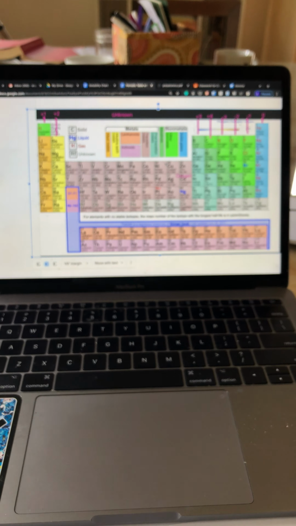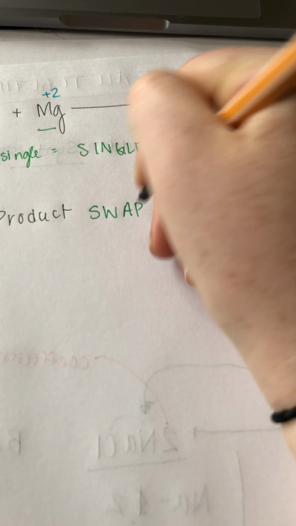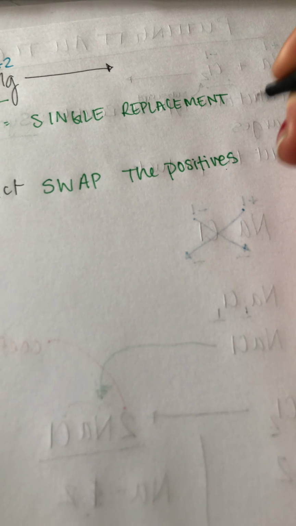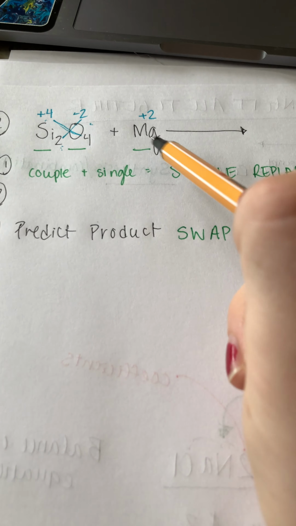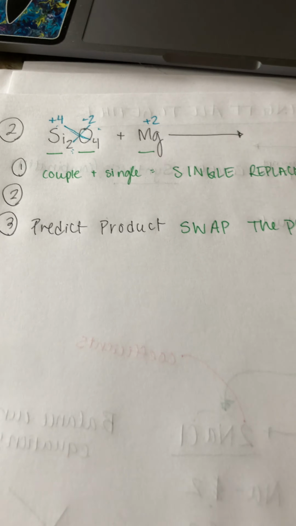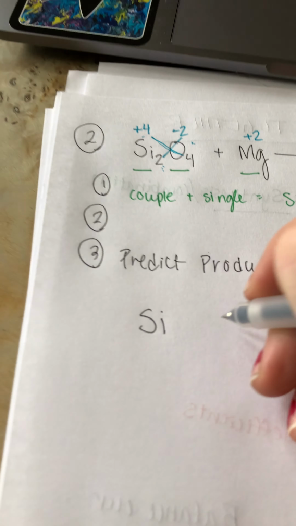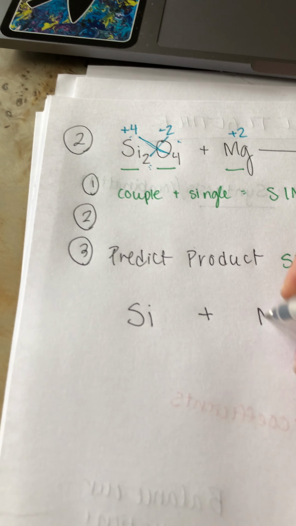Now step 3 is predict the product, right? So here's the key. When you are doing single replacement or double replacement, you swap the positives. So the things with positive charges, Si and Mg, you're going to swap them. And this is true in double replacement as well, right? So this is going to become Si on its own plus MgO.